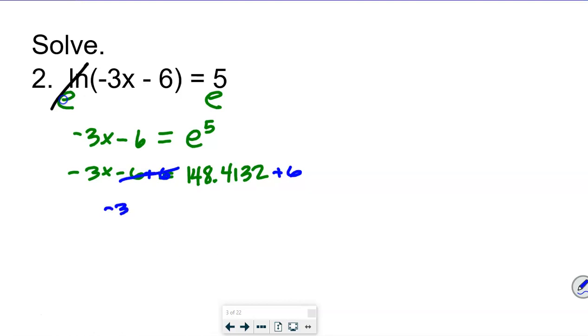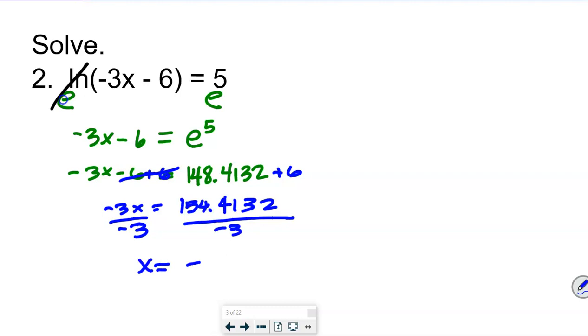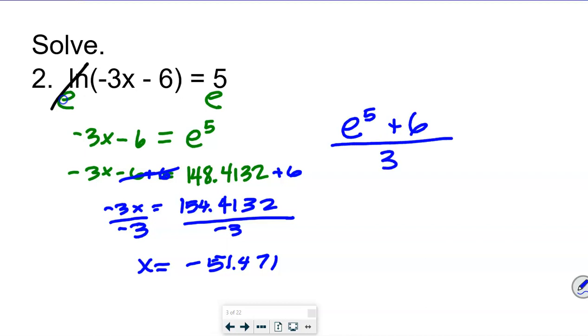And so I'm left with negative 3x equals, that would be 154. Again, I wouldn't change this in my calculator. I would just add the 6 to it, okay? And then we're going to divide by negative 3, both sides, okay? So when we do that, x is going to be equal to negative 0.471. Okay, so now I want you guys to see what it would look like if I did it just like this. e to the 5th plus 6 divided by negative 3, right? I could do it that way as well, okay?